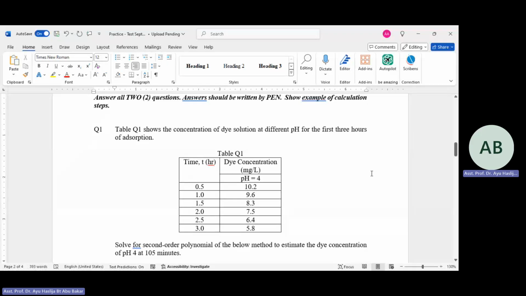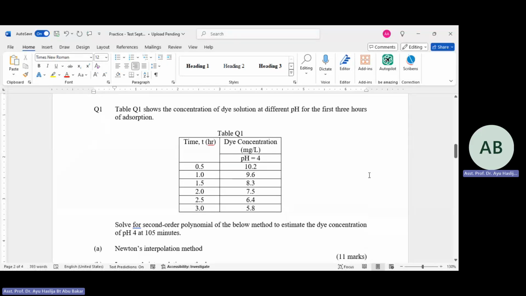Yesterday, okay, for the interpolation and also integration. In this test question, there is no differentiation question. Okay, since yesterday we had practice on differentiation, today we focus on this. Now this is test September 2023.